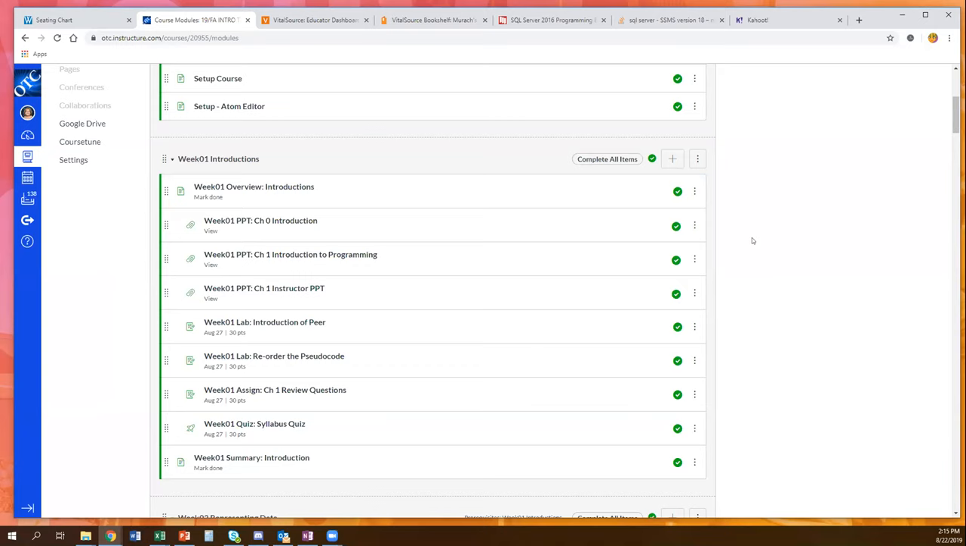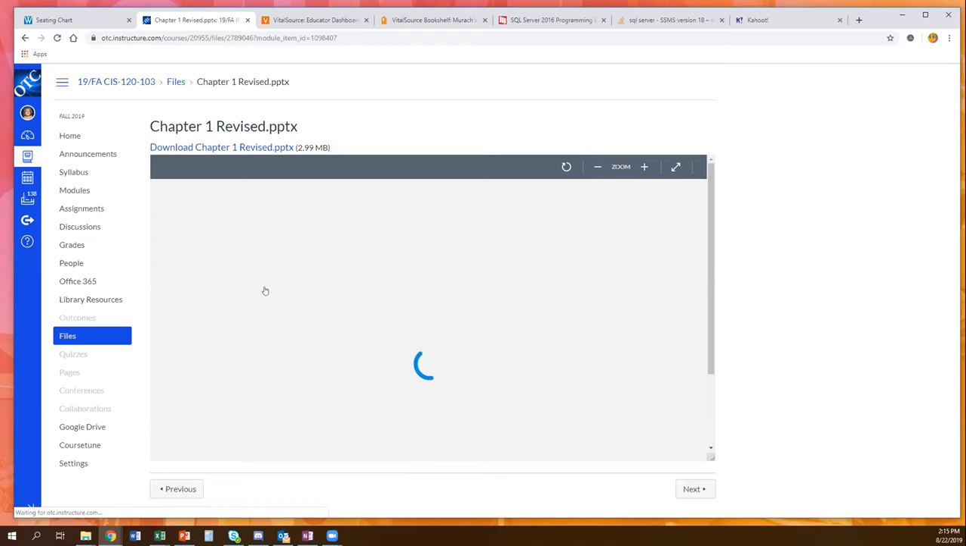I'm going to start out with our week one stuff, and I'm going to look at this chapter one instructor PowerPoint. Now, the other two posted here are from the textbook, and I'm just going to leave them out there for you to look at on your own, as you read through the material. Remember, chapter zero is the way-back historical computing stuff that's just there for your information. And chapter one is the first chapter we're starting on. So I'm going to grab the instructor PowerPoint and download it.